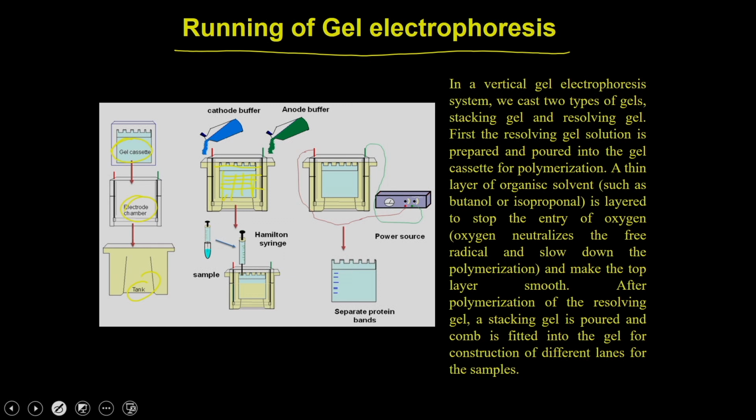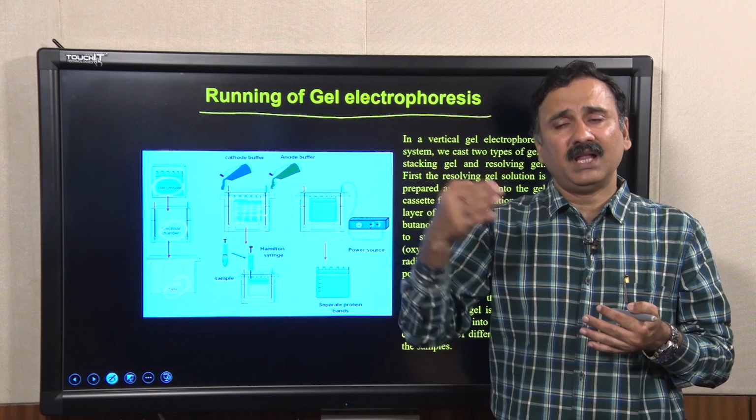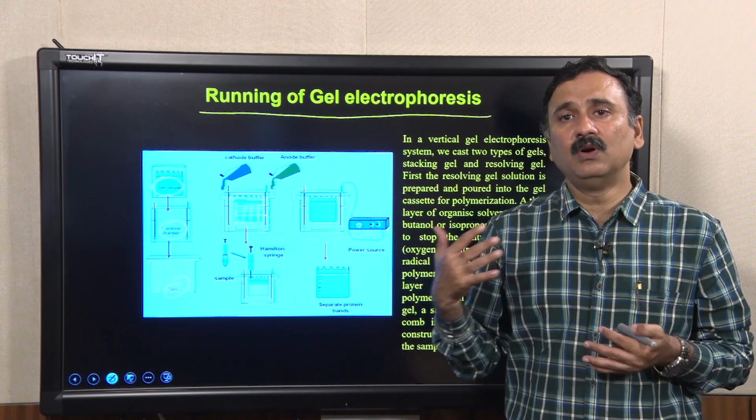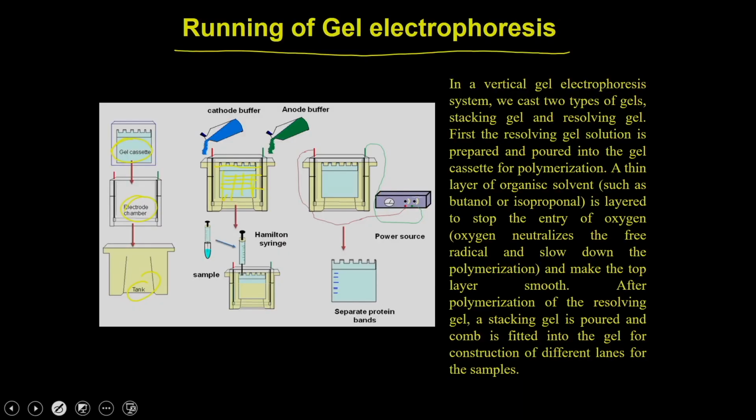The difference between the resolving and the stacking gel is in terms of the composition of the acrylamide, as well as the pH of the buffer that you use for these two gels, which is also different. And then when you cast the resolving gel, you put a layer of organic solvent, so that it helps in the polymerization of the acrylamide.